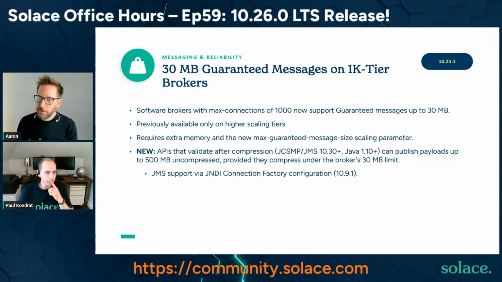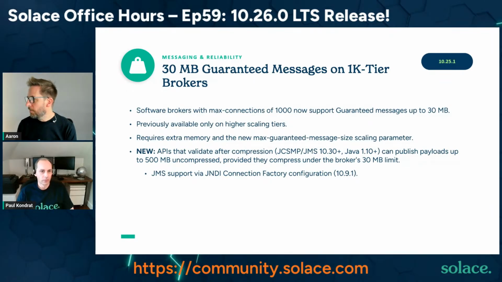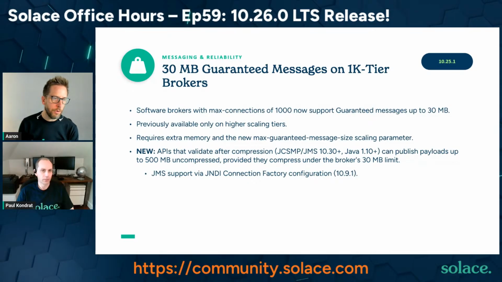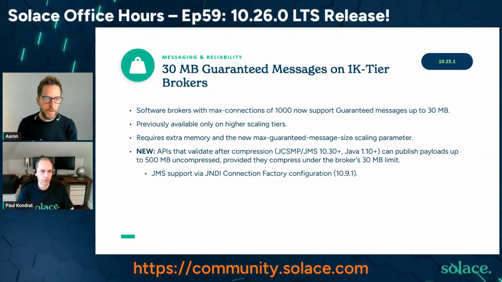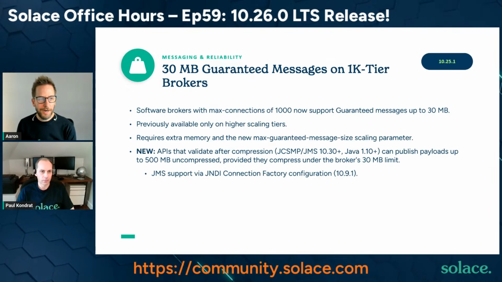All right. Just around harmonizing the symmetry. The smallest software broker that we have, not the dev broker, but the smallest enterprise broker, the 1K connection tier, now supports, since 10.25.1, the ability to have the small brokers send messages up to 30 megabytes. This one just squeaked in, one rolling release after the last LTS. Before that, 10 megabytes was the largest guarantee. This is for guaranteed messaging, by the way. The largest guaranteed message that they could send was 10 megabytes.